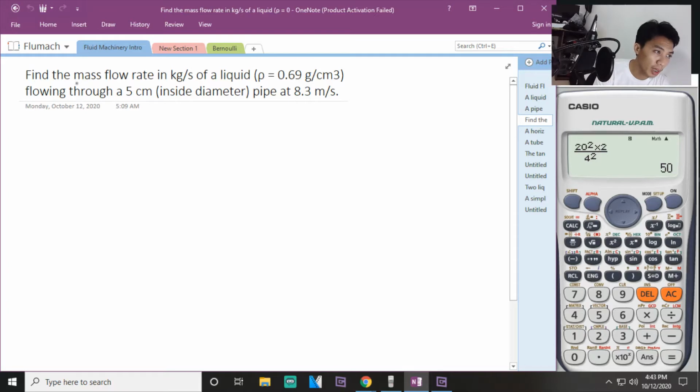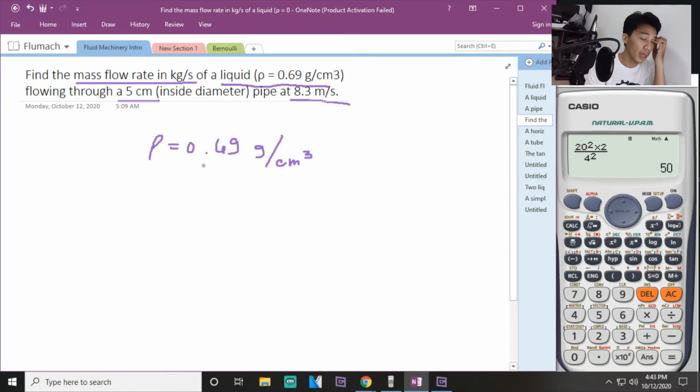Find the mass flow rate in kilogram per second of a liquid. 0.69 density daw. 0.69 grams per cm cubed. Through a 5 cm inside diameter pipe at. So, density. Ang hinahanap, the mass flow rate. So, we recall the mass flow rate is equal to the area multiplied by the velocity times the density. AVP ang tawag ko dyan.